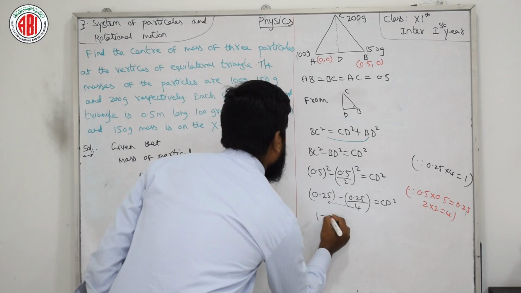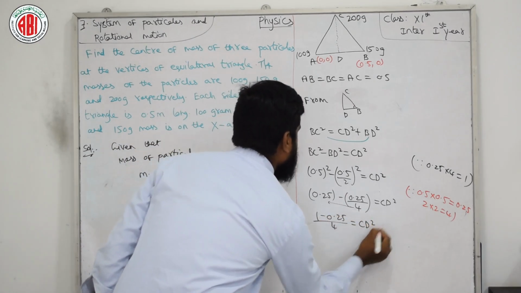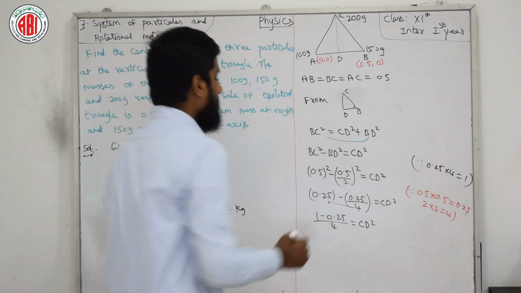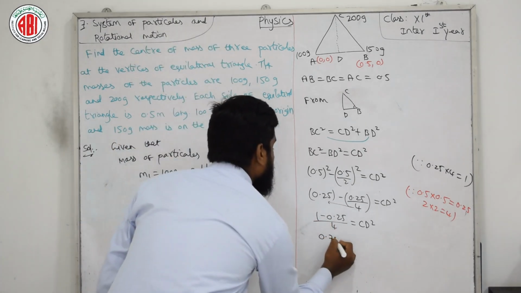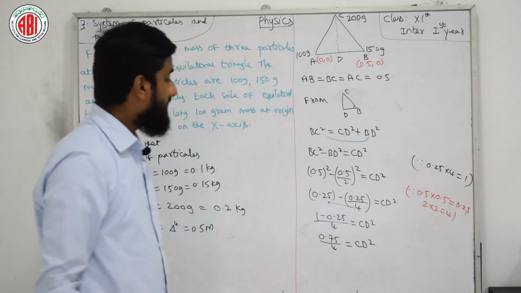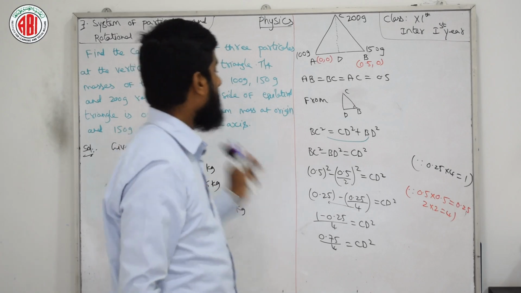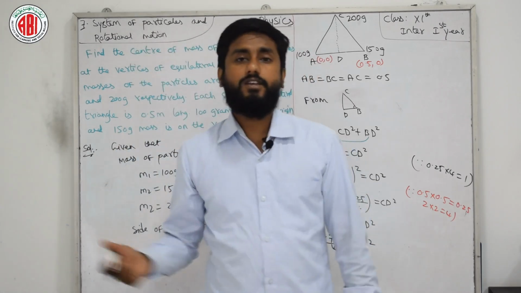Now it is 1 minus 0.25 by 4, which is equal to CD square, isn't it? Now 1 minus 0.25 is 0.75, so 0.75 by 4 is equal to CD square. So you can copy up to here. After that we will continue this problem.